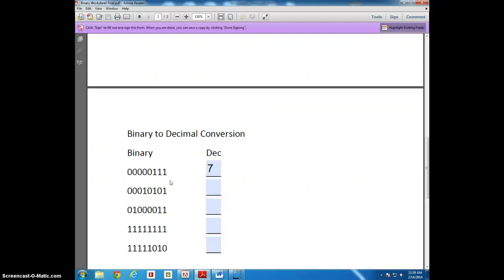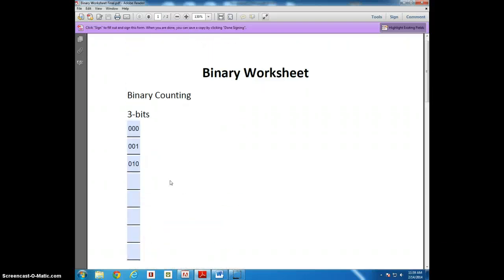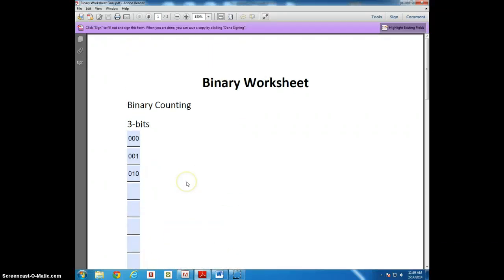Okay, so it should be easy to complete the binary worksheet if you're required to do one. That'll conclude this tutorial.